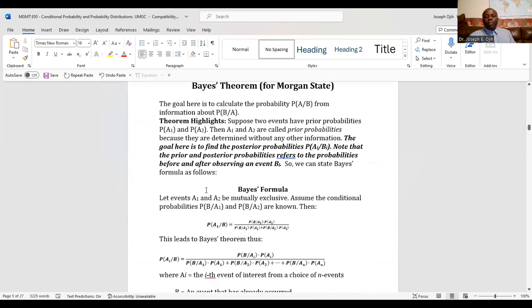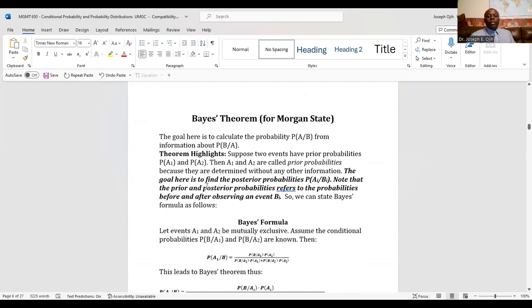Now, that's basically what a conditional probability is about. Now we can look at Bayes probability. Bayes probability is actually a type of conditional probability. In that case, our goal is to find the probability of A given B from the information about B, the probability of B given A. I think they use it a lot in genetics too. Yeah, it's a very popular type of conditional probability.